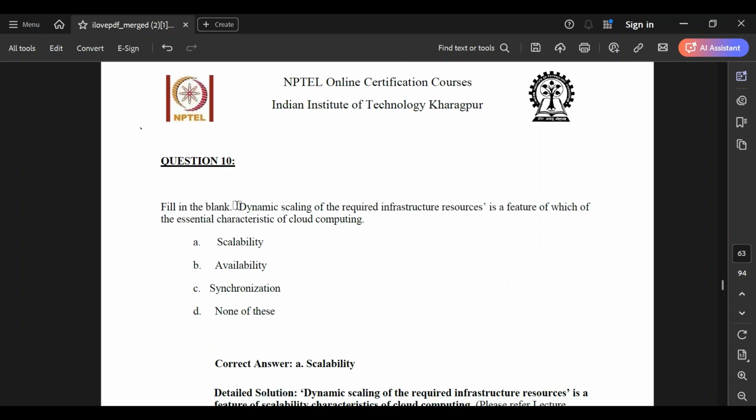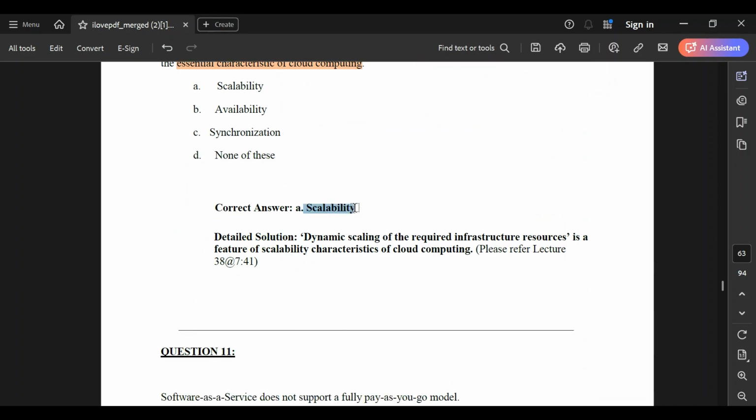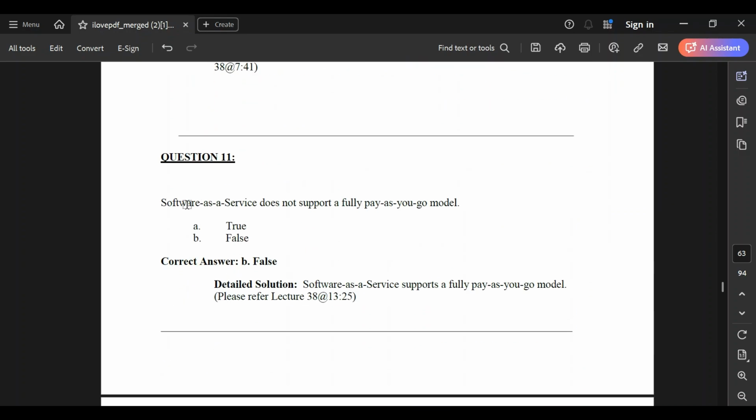And next is dynamic scaling up of the required infrastructure resources, a feature which is an essential characteristic of cloud computing. So it is scalability. Software as a service does not support fully pay as you go model. So this is false.